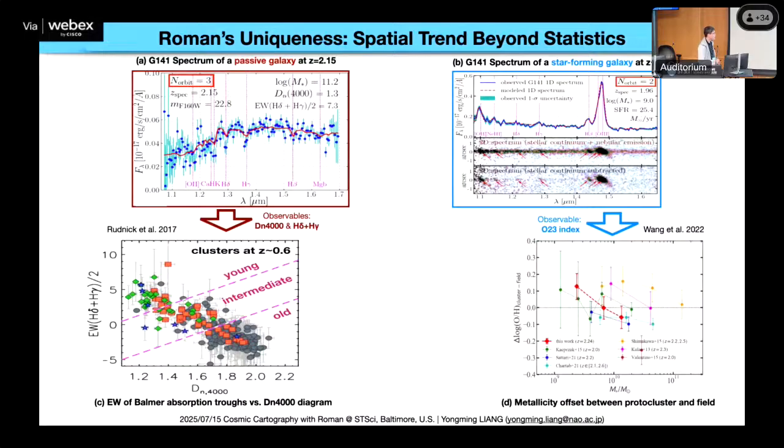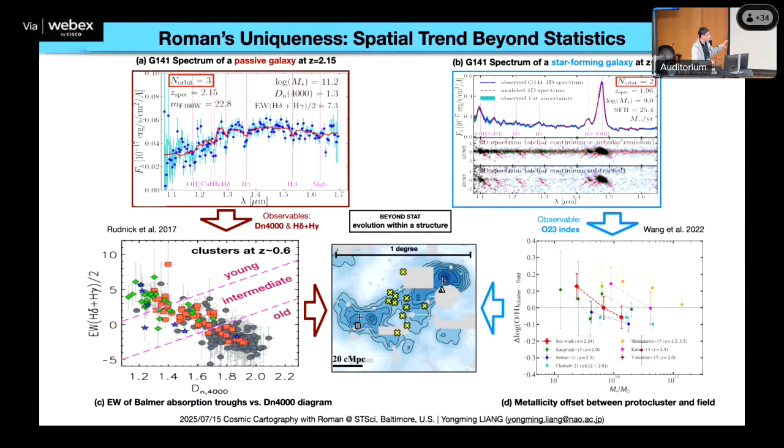And once we have such observables, like the Dn4000 and the Balmer absorption, you can indicate the galaxy ages, and also from the [OII] and [OIII] emission, you can have the R23 index to indicate the metallicity. There can be an offset between the cluster region and the field, just like the previous study showed. But now we can apply such a study to a single structure to see the spatial distribution. And they may show some trend. That's not totally new beyond the statistical analysis.